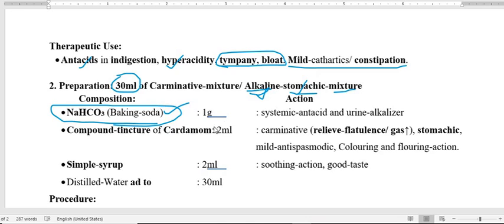the animal. And this soda bicarb is alkaline in nature, so this is going to be used as an antacid. The soda bicarb is a systemic antacid, that means it is also absorbed systemically, and therefore it is called systemic antacid, and also used as a urine alkalizer. So this is very, very important.